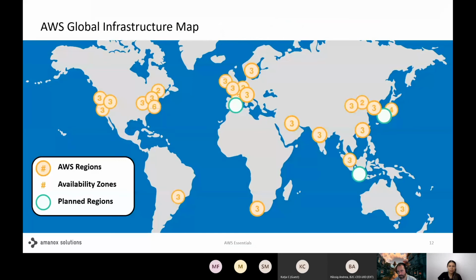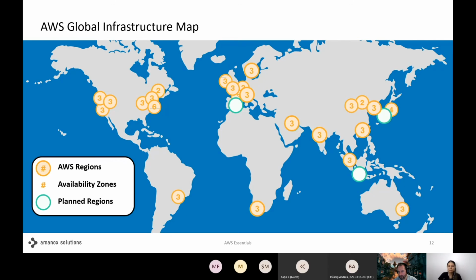So today there are 24 launched regions. The regions are the ones that you can see in orange. The ones in green, there are 3 announced regions today, which are Spain, Jakarta, and Osaka, I think. And the total will have around 77 availability zones.